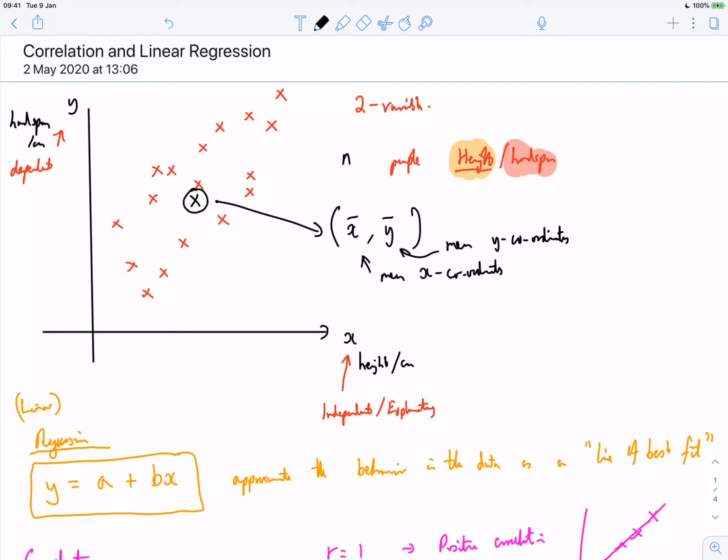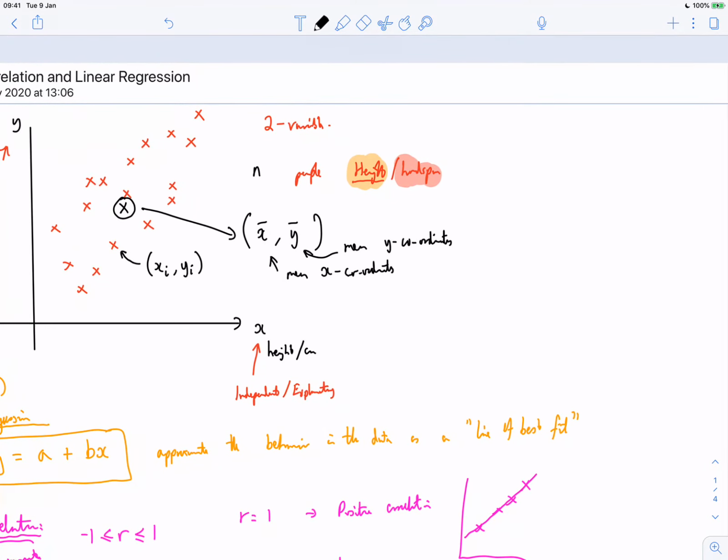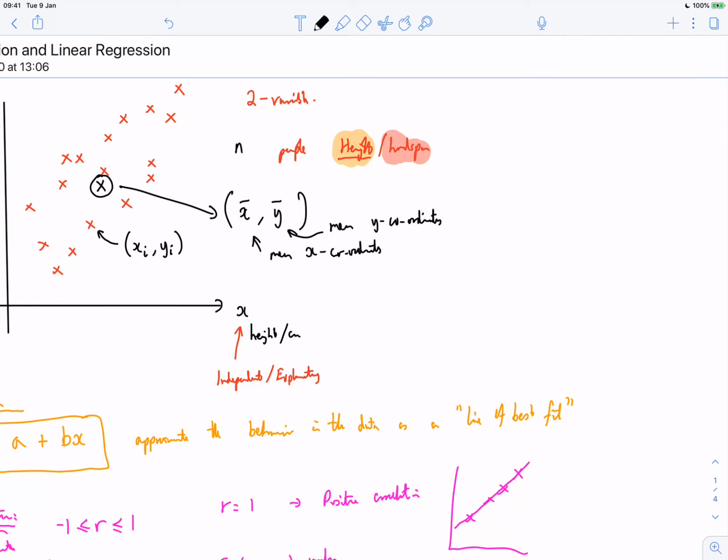Then clearly, each one of these points is going to be some xi, yi, i.e. there's some countable x's, y's, and so on. What do I mean by that? I mean that i could belong to the set from 1, 2, 3, 4, up to n minus 1, n. And i is just a counter.